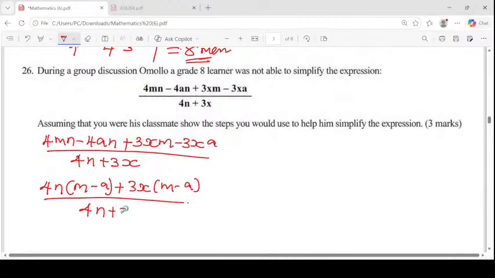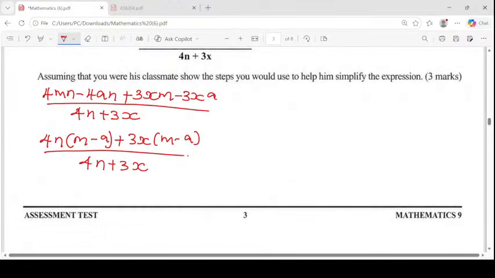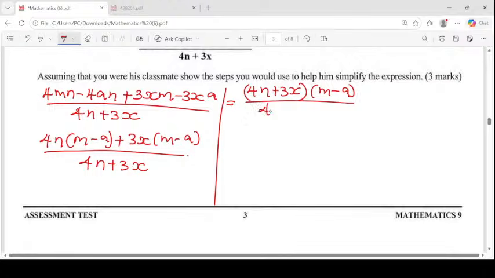4n plus 3x. So in this case, when you reach here, learners, those that are outside the bracket in the numerator, we can wrap them in one bracket. So we'll have this as 4n plus 3x. Then those inside the bracket, because they are similar, we are only going to pick one. That is m minus a all over 4n plus 3x.